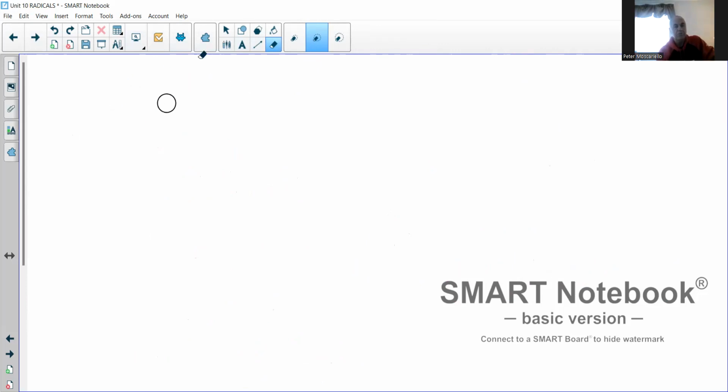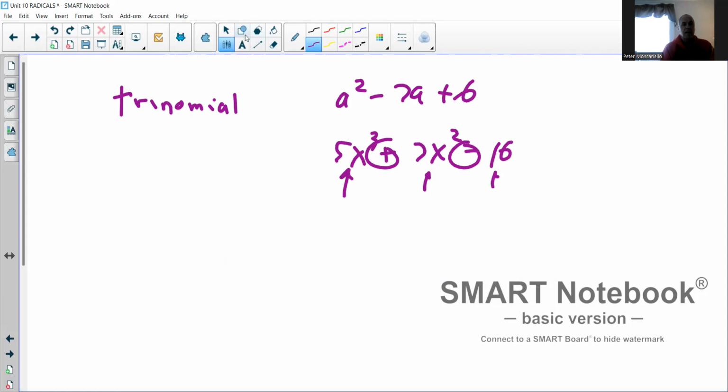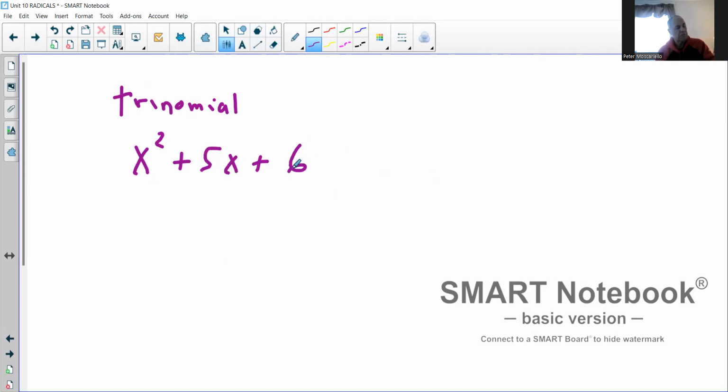All right, so trinomial. Trinomial is 3 terms. A squared minus 7a plus 6. 5x to the 3rd plus 7x squared minus 10. Those are examples of trinomials. The pluses and minuses separate it into 1, 2, 3 terms. All right, so we're interested in trinomials like this. While you write that down, I'll see who's texting me.